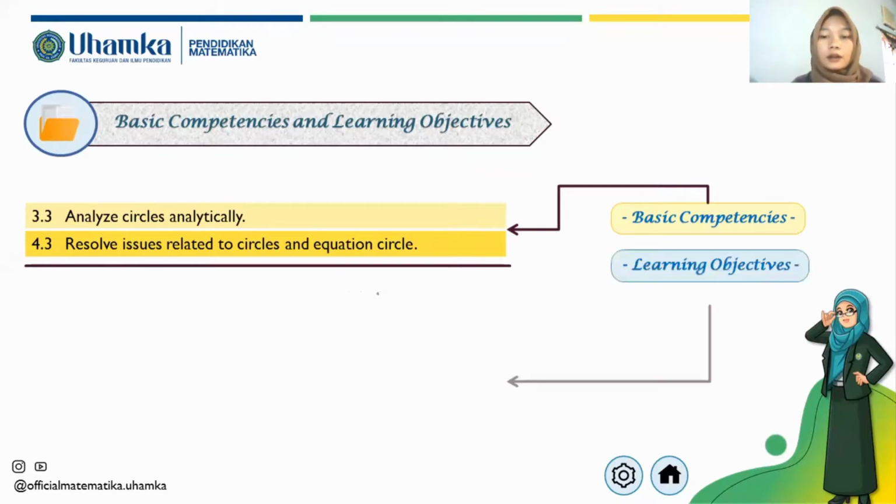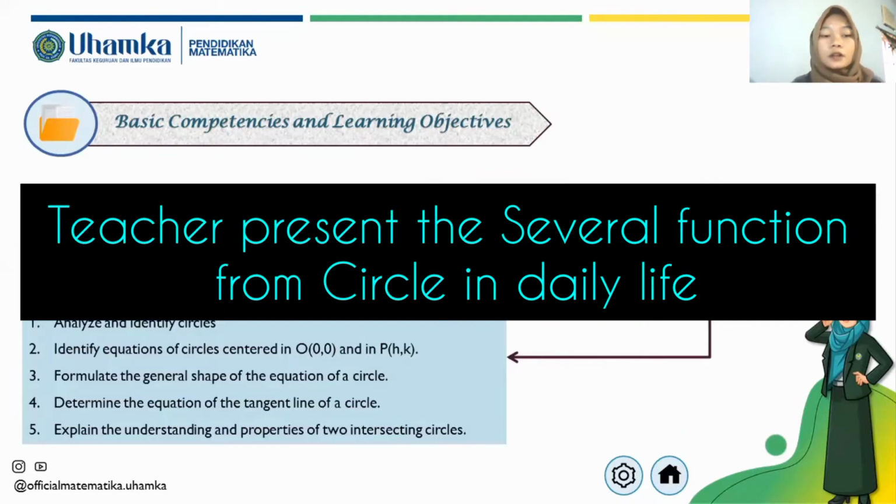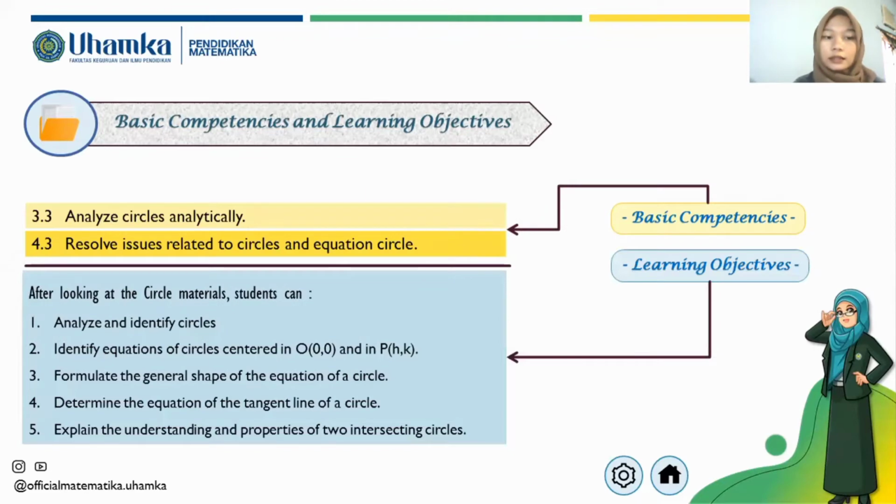For learning objectives, after studying the circle material, students can analyze and identify circles, identify the equation of circles centered at O(0,0) and at P(h,k), formulate the general form of the equation of a circle, determine the equation of the tangent line of a circle, and explain the understanding and properties of two intersecting circles.